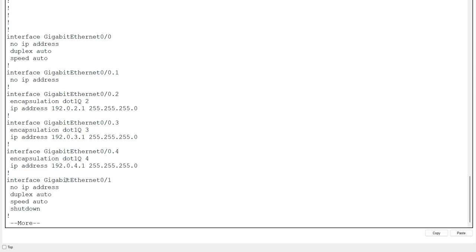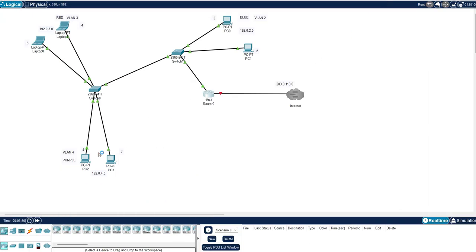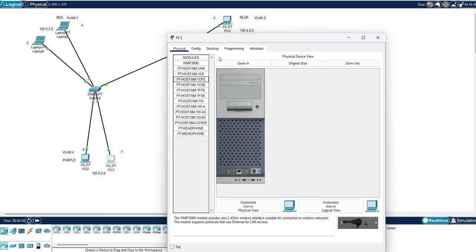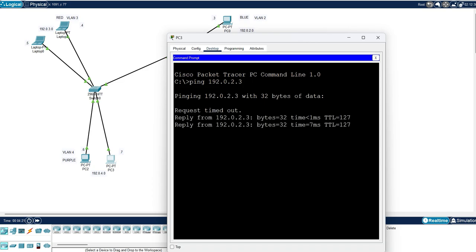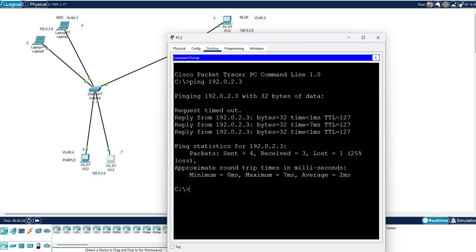Now, let's see if my VLANs can ping. Let's ping the purple VLAN, which is VLAN 4, to the blue VLAN, VLAN 2. Yes, it does work. And that's how inter-VLAN routing works.